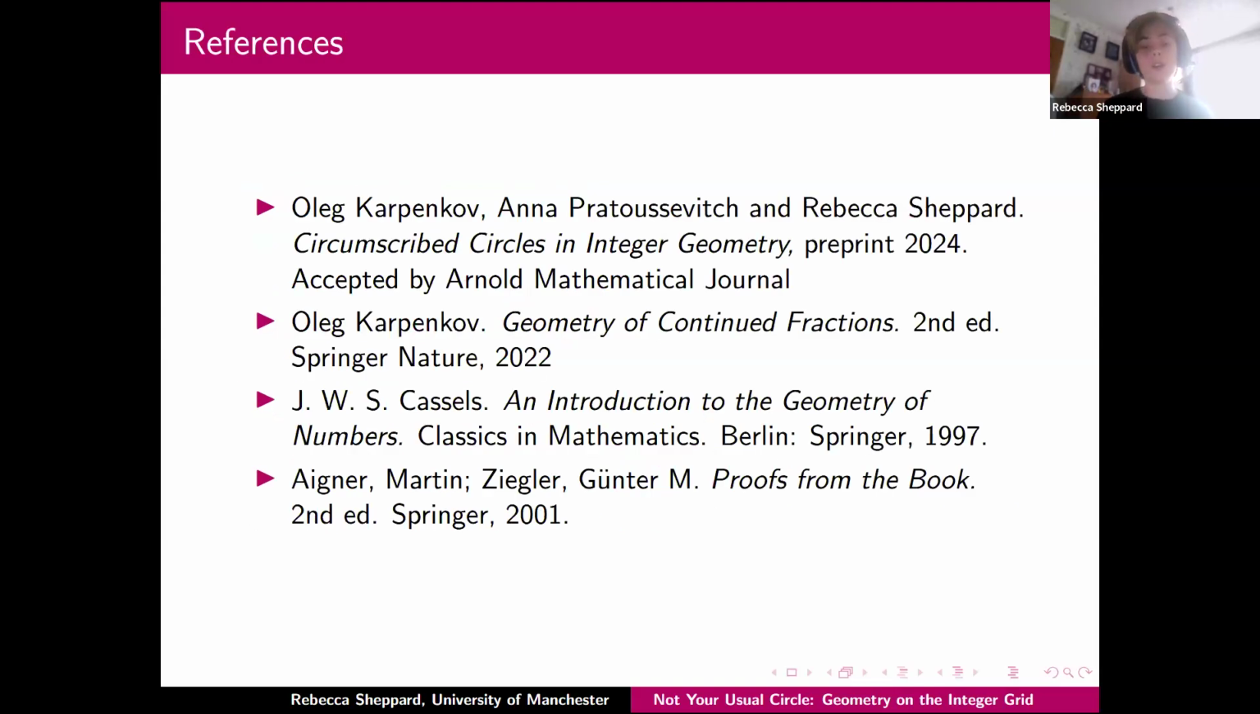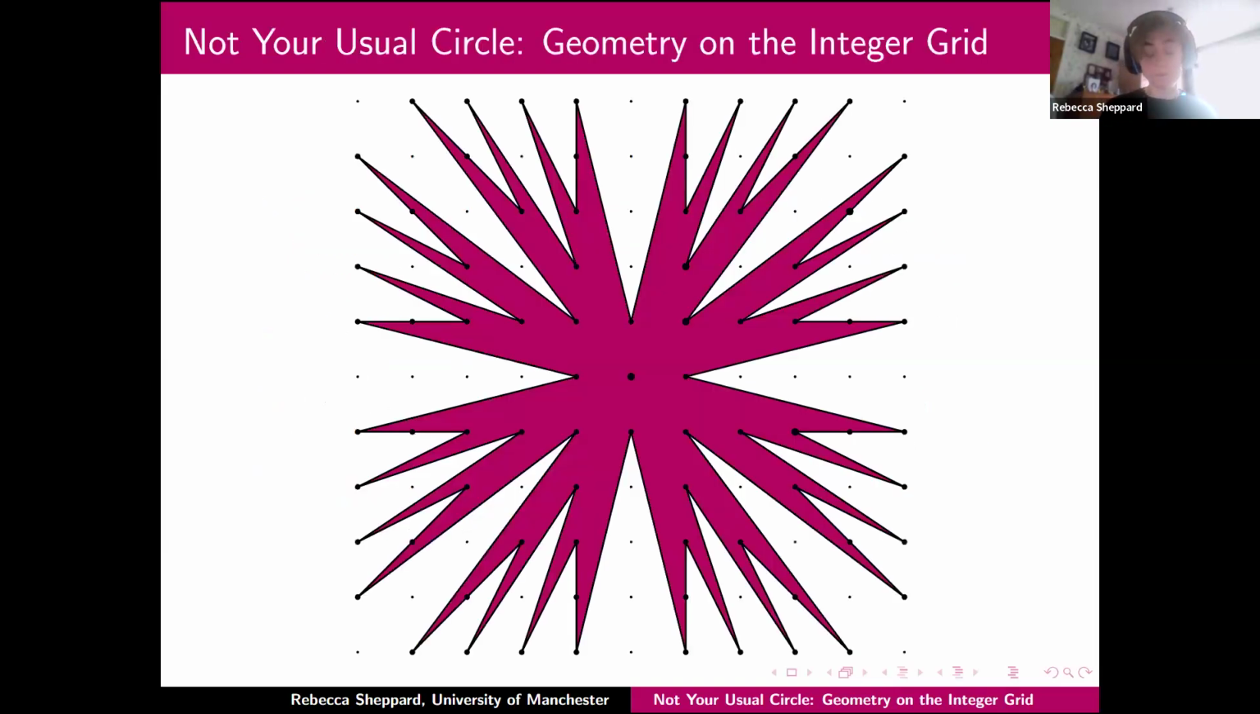I've just written a few references that are relevant to this project on the slide now. There's the preprint, Circumscribed Circles in Integer Geometry, which is expected to be in the next edition of the Annual Mathematical Journal. There is the book Geometry of Continued Fractions. There's the book An Introduction to the Geometry of Numbers. And there are proofs in the book. This proof in the book has a nice proof of the Basel problem if you're interested.